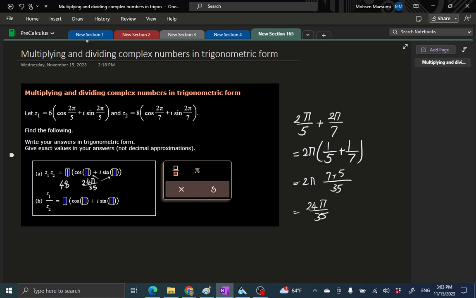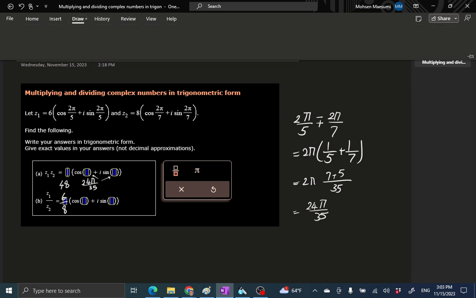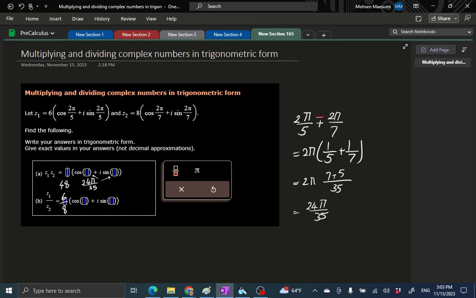How about z1 divided by z2? Just as easy. We divide the radii of the two numbers. So it's going to be 6 over 8, or 3 over 4. And then we have to subtract these two angles. So we are going to subtract. Let me write in a different color. So if I'm subtracting here, I'm subtracting here, and I get 2. So it becomes 4 pi over 35. So 6 over 8, and it's going to be 4 pi over 35.